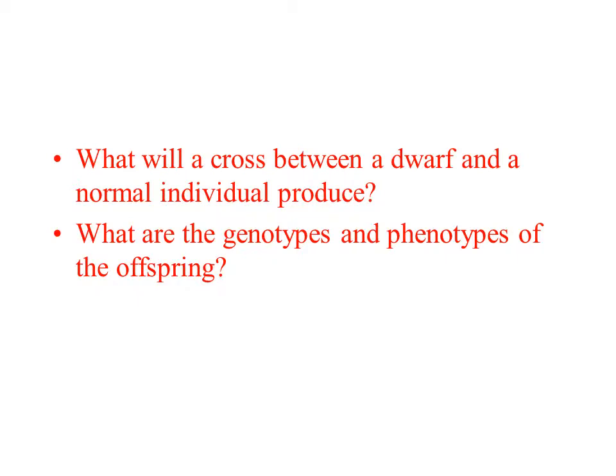What will a cross between a dwarf and a normal individual produce? What are the genotypes and phenotypes of the offspring? Please write out your data. Write out the cross if you do a Punnett, or write out a branch diagram if you do it that way. But please don't just write something about seeing something on a TV show. I would like for you to prove that this can or cannot happen. If you have not completed this cross, please push pause.